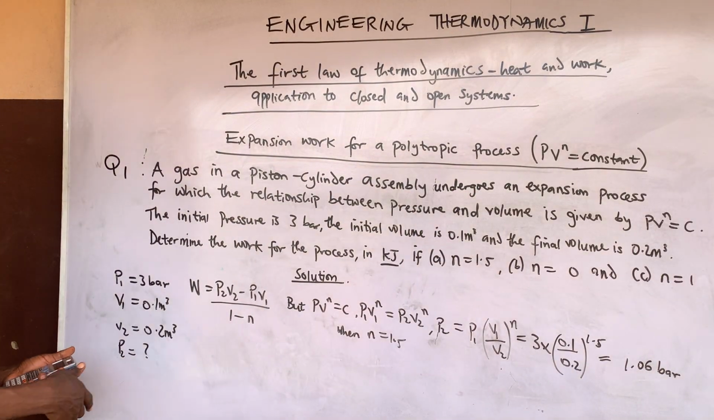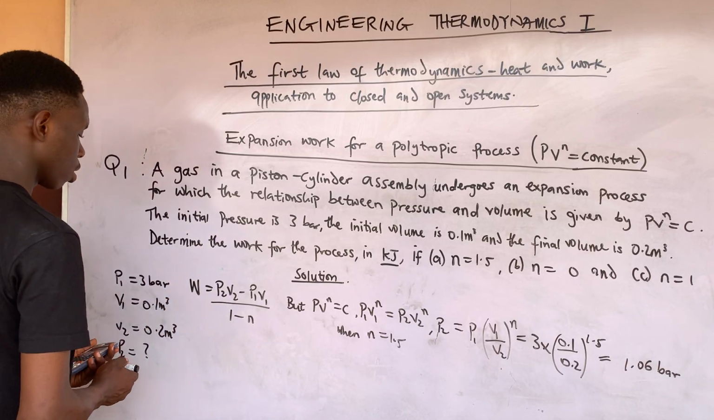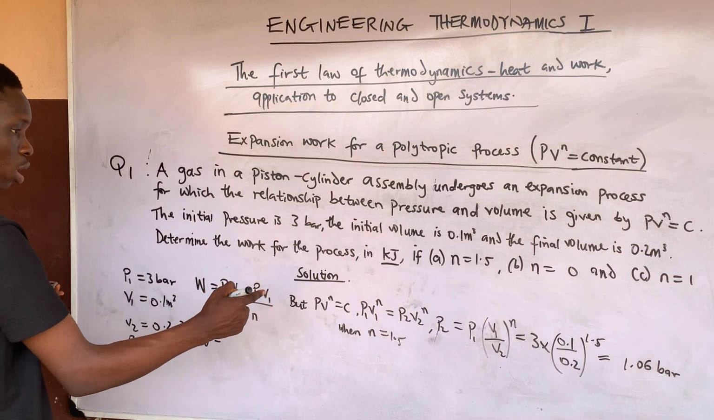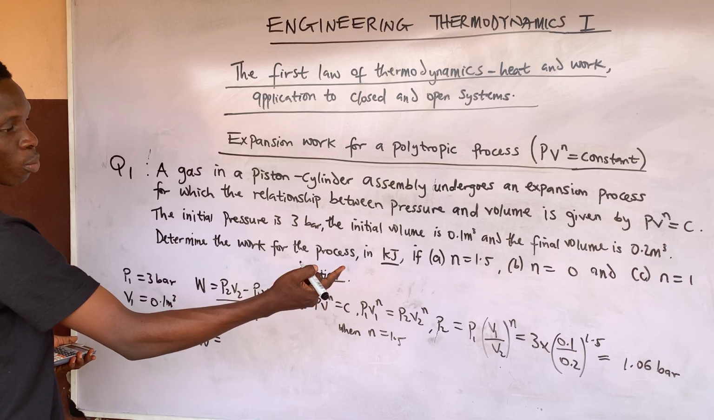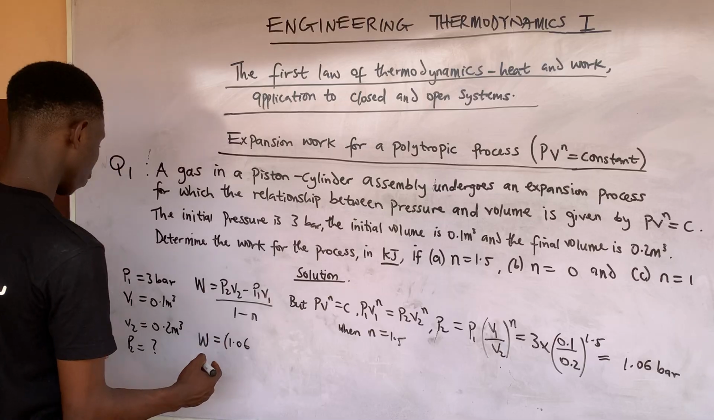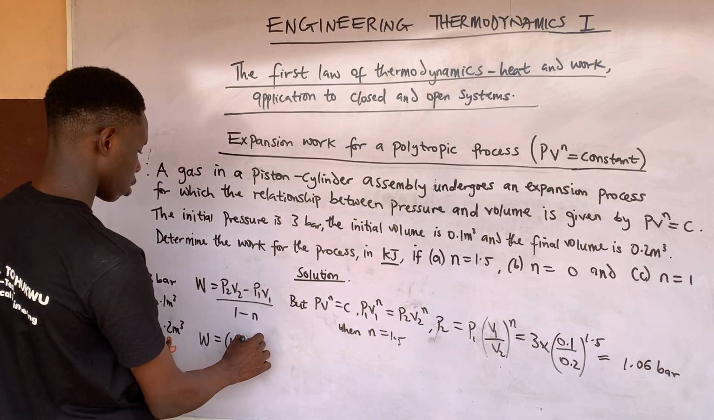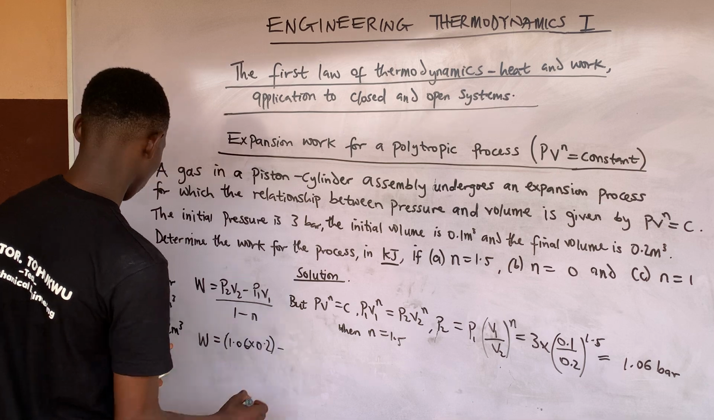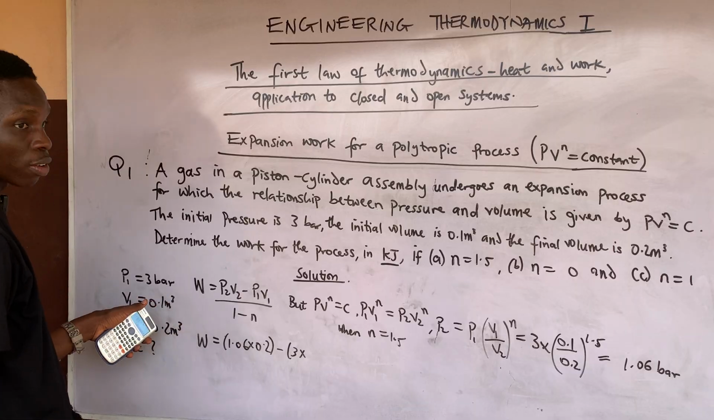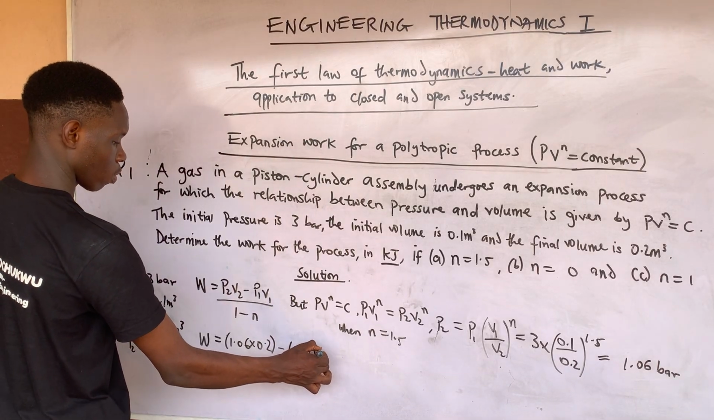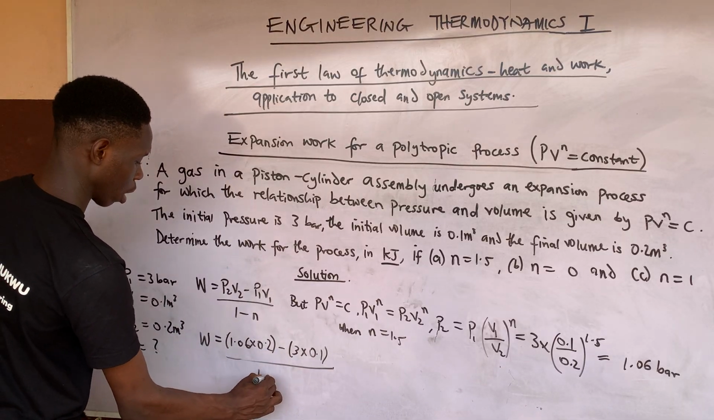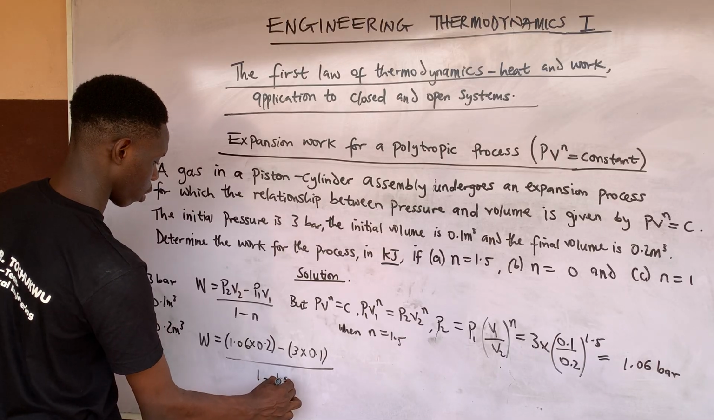Now we can go back to our equation for the work. We have that the work equals P2, which is now known, 1.06, multiplied by V2, which is given initially, 0.2, minus P1 multiplied by V1, all divided by 1 minus n, which is 1.5.